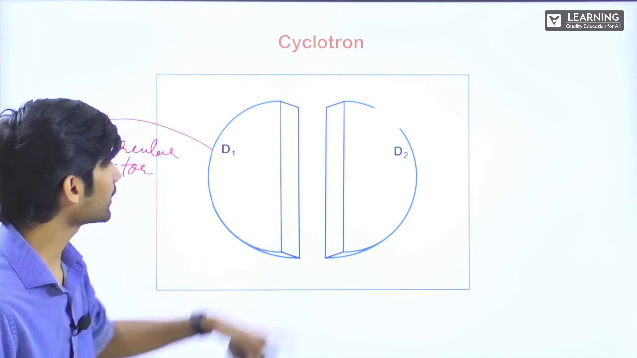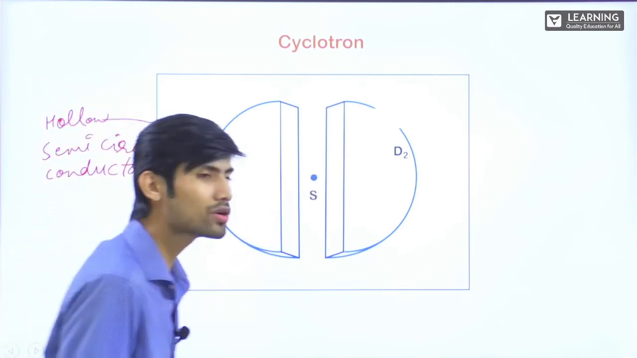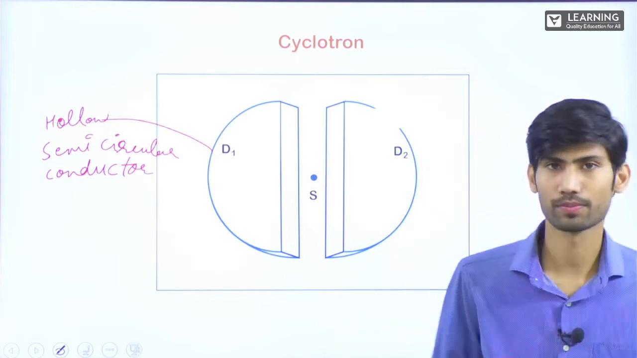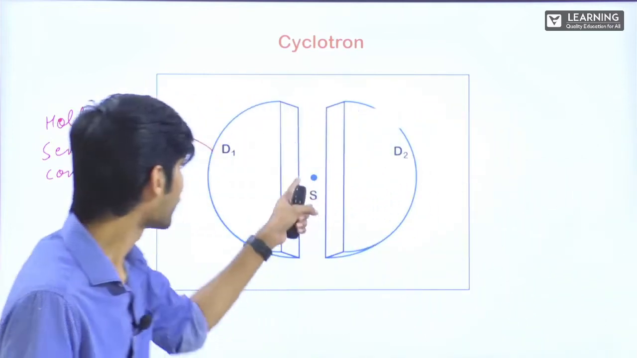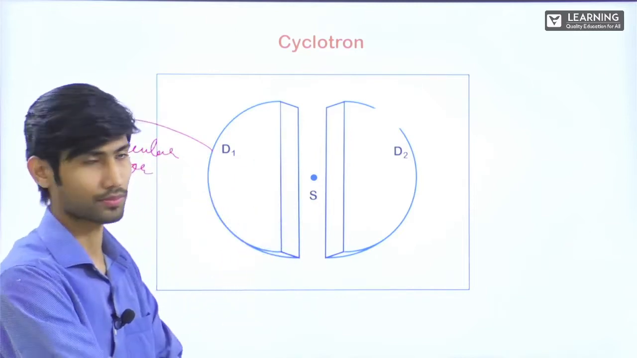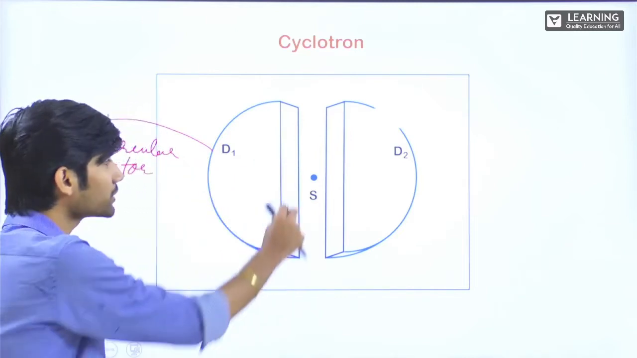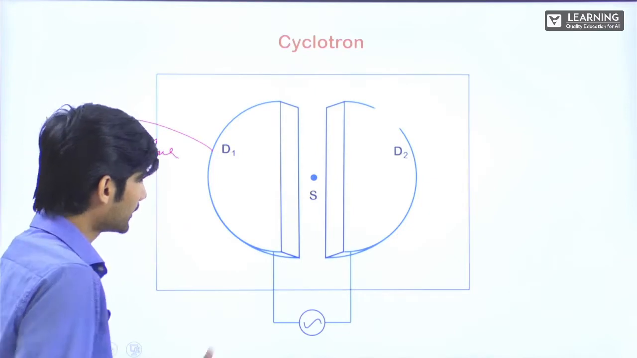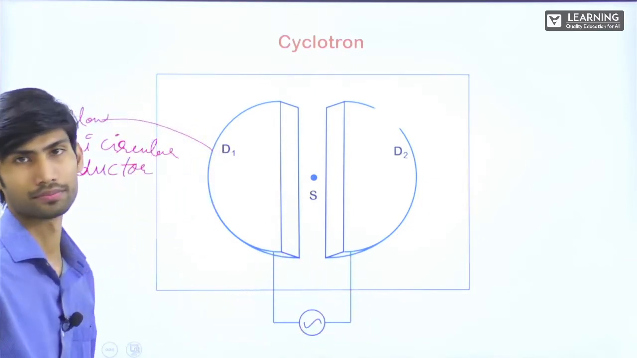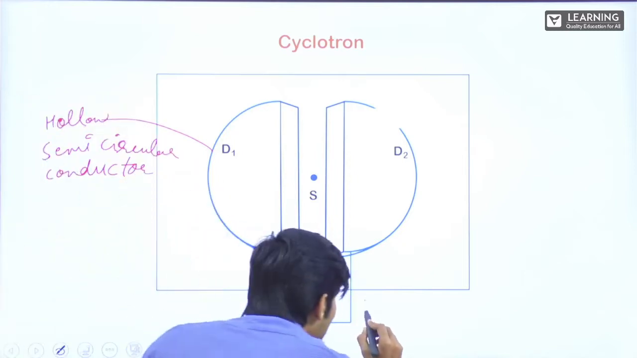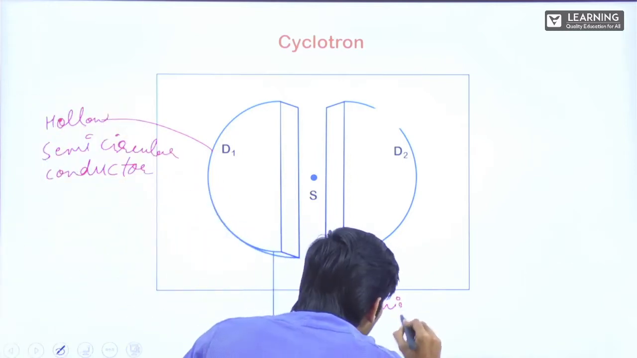Now after that, here there will be a source. What is this source? From where we are getting charge. It will be a plasma, highly ionized gas or something, from where we are getting charge. Okay. So it is a source of charge. Then we have connected these two conductors with an AC supply. It is a very high AC supply. Very high voltage.